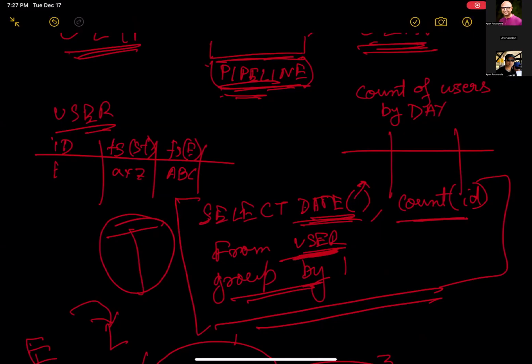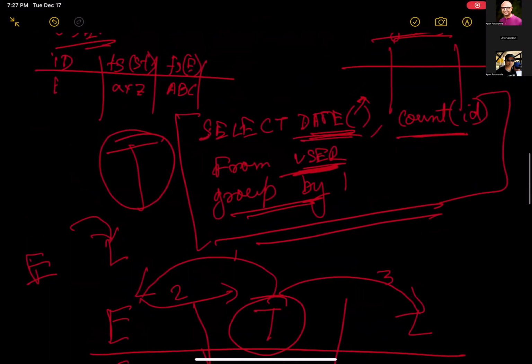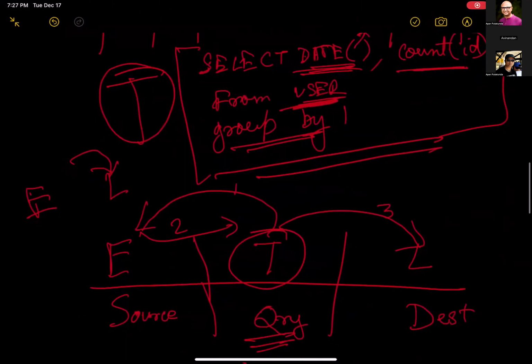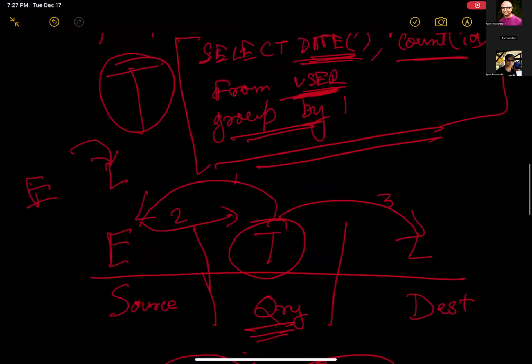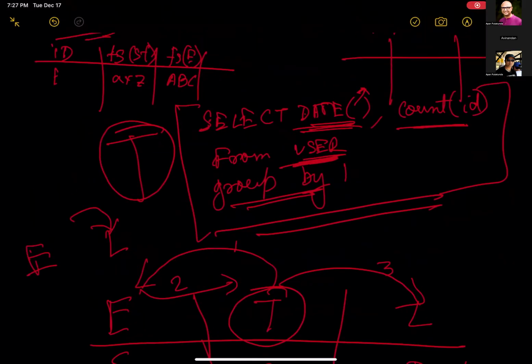So what happens in this case is that this query, if you break it down, if it was a user table having, say, a timestamp and an ID column, we are basically interested to find the count of users by day, right? What happens in the case of an ETL pipeline is that, in order to get that query served, your transformation needs to lie in the middle, right?